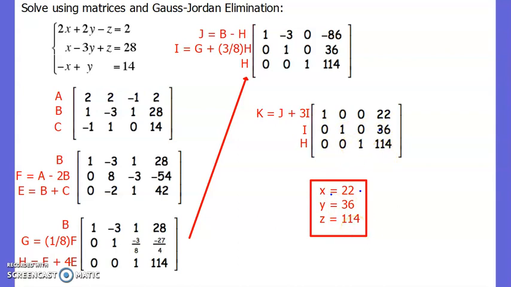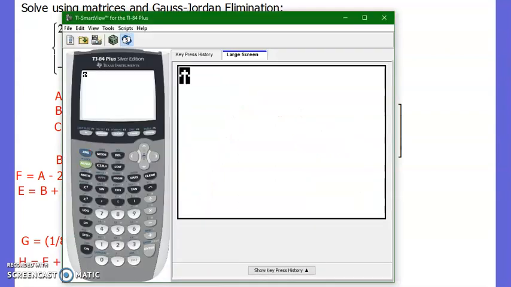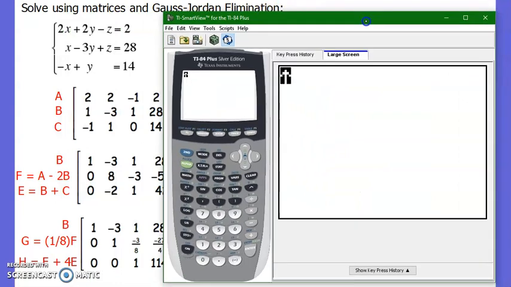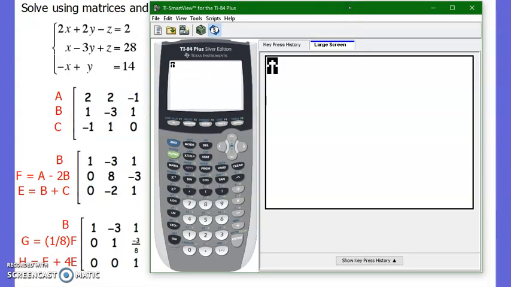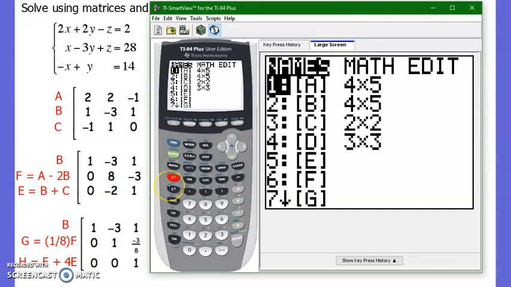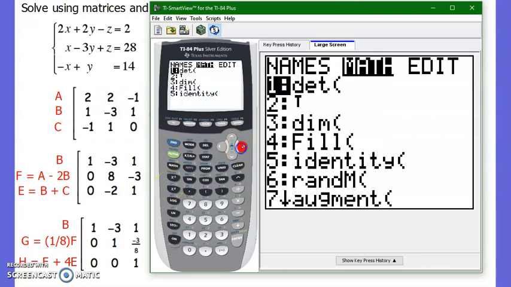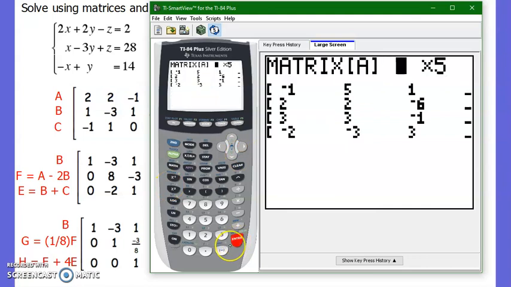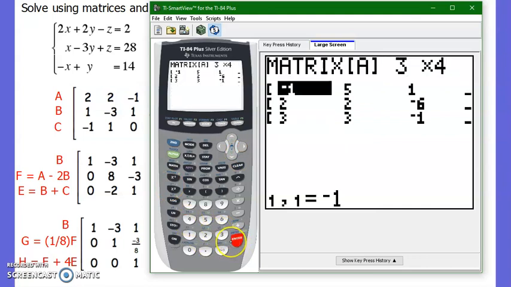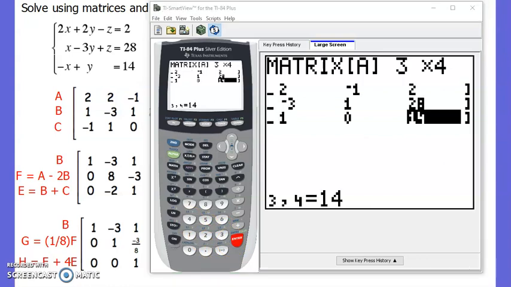Now, one of the major advantages is we can actually check those answers on our calculator. Our calculator is really good at Gauss-Jordan Elimination. So the first thing I'm going to do is go to my matrix menu, second x to the negative 1, and I'm going to put in a matrix. I'm going to go to Edit, and I'm going to edit this matrix. I'm going to make it a 3 by 4 matrix, and then I'm going to enter my numbers in. So through the magic of video, I went ahead and entered those numbers in.